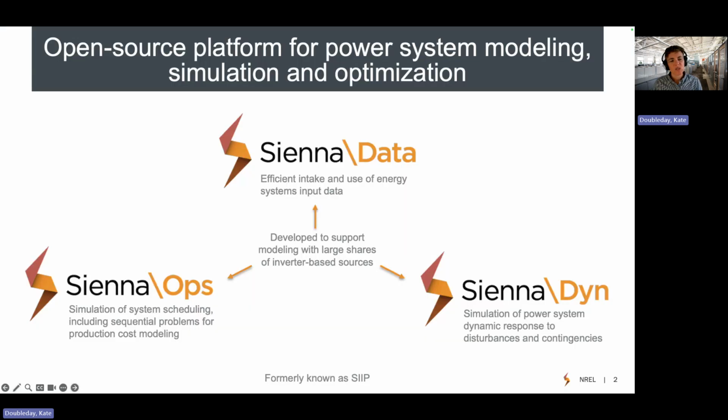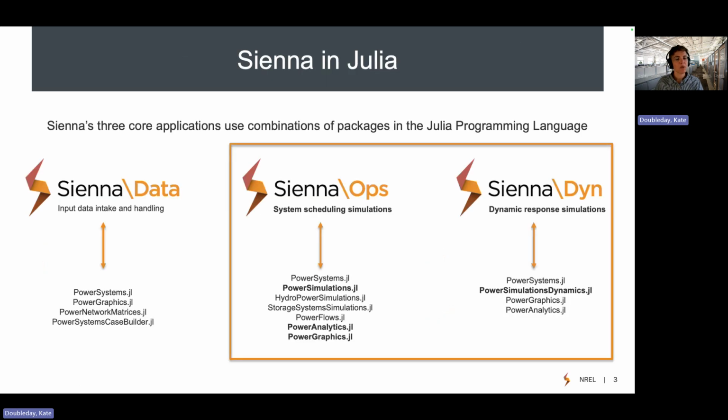So Sienna is an open source platform for power system modeling, simulation, and optimization with three core applications. Sienna Data focuses on efficient data input, analysis, and transformation. Sienna Ops enables system scheduling simulations by formulating and solving optimization problems like unit commitment, economic dispatch, and power flow. Sienna Dyn enables system transient analysis, including small signal stability and full system dynamic simulations suitable to represent electromagnetic transients. Each of these three applications is enabled in a combination of packages in the Julia programming language.